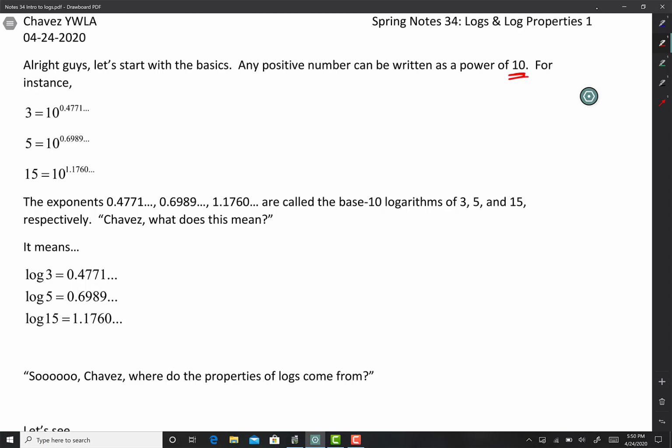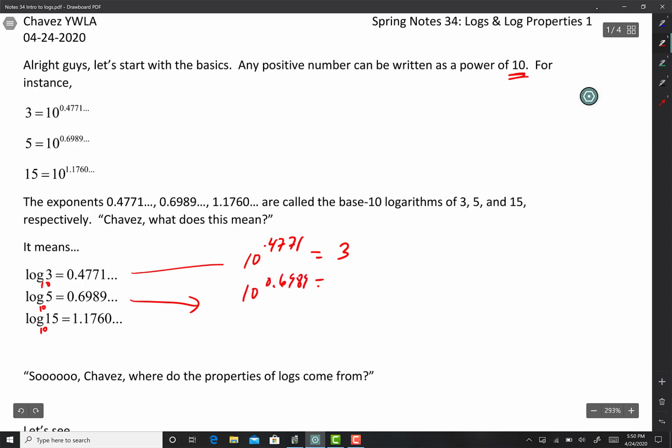So we're already getting our first property here. Log written by itself has a base of 10. So what does that mean? That means 10 to the power 0.4771, and those 3 dots mean that it goes forever, equals 3. From that we get 10 to the power 0.6989 equals 5, and 10 to the power 1.1760 equals 15.